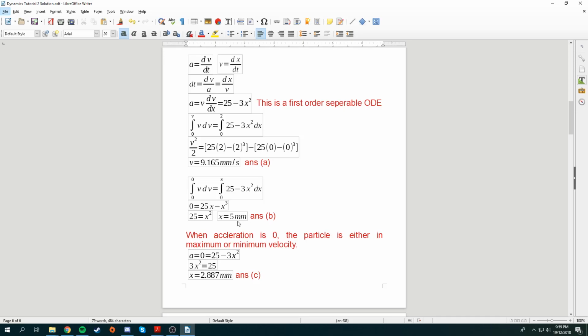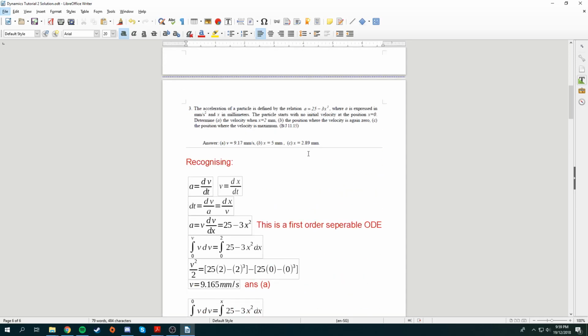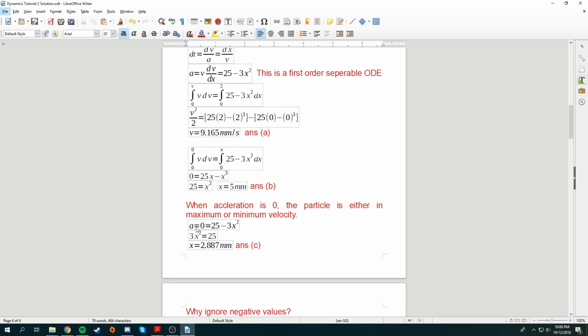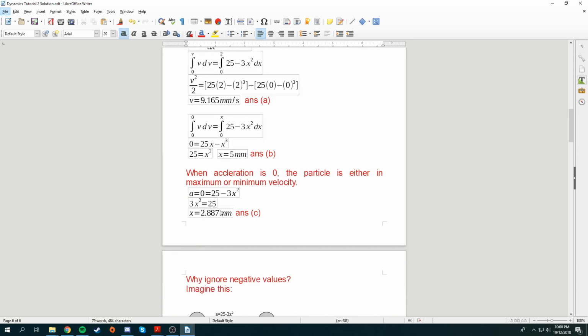Later I'll explain why we do not take the negative value, but we just move on first. Next, we're trying to find the position where the velocity is maximum. When velocity is maximum, the acceleration is 0 because it can no longer go any faster. When acceleration is 0, the particle is either at maximum or minimum velocity, and in this case it's maximum velocity. So we set a equals 0 and solve for x. Likewise, we only take the positive value.